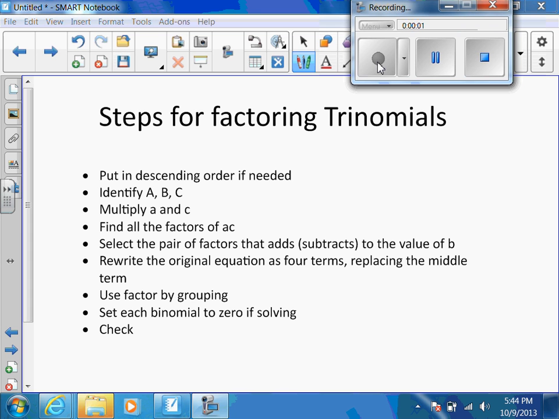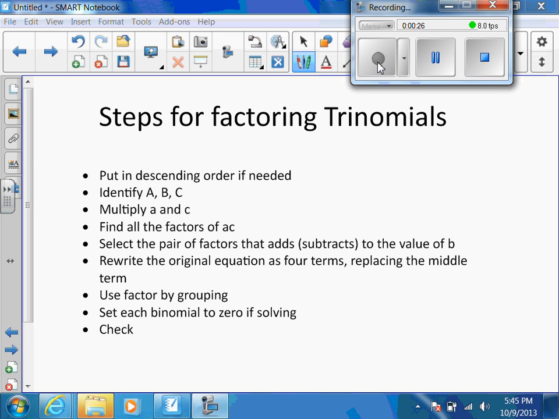Today's lesson is on factoring trinomials. Let's look at the steps for factoring trinomials. First thing is put it in descending order if needed. Identify A, B, C. Multiply A and C. Find all the factors of A times C. Select the pair of factors that adds or subtracts to the value of B.